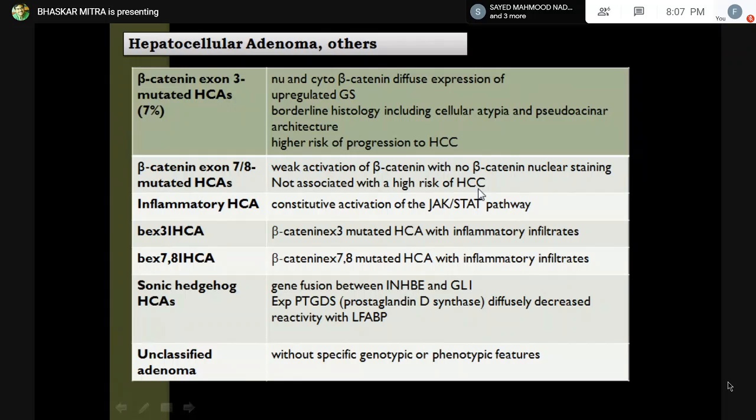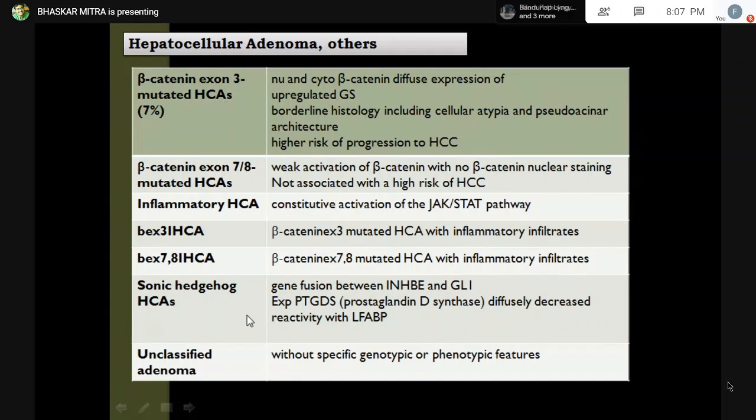So, with the mutation on exon 3 there is strong expression of the beta-catenin mutation, and they show strong expression of beta-catenin on immunohistochemistry, and they have more chance of developing into hepatocellular carcinoma. Now the inflammatory hepatocellular adenomas pass through the JAK-STAT pathway. The other inflammatory ones have some amount of inflammatory infiltrate.